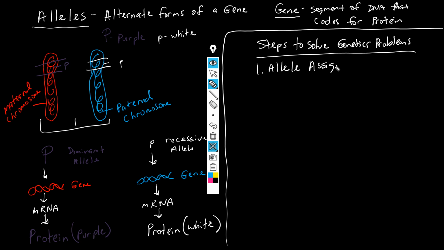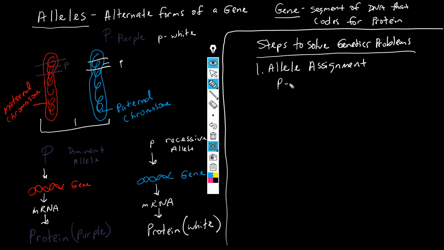And this is something that you probably have not had to do before, because in your honors biology class, you were probably given, hey, use big P for purple and little p for white. So it may not give you that, and it may not even tell you which one is dominant. It may be a word problem, and I'm going to show you some examples of those where you're going to have to figure out which one's the dominant one and which one's the recessive one.